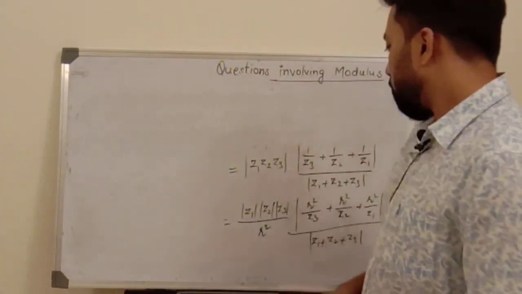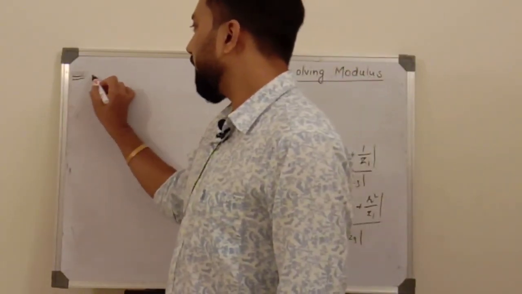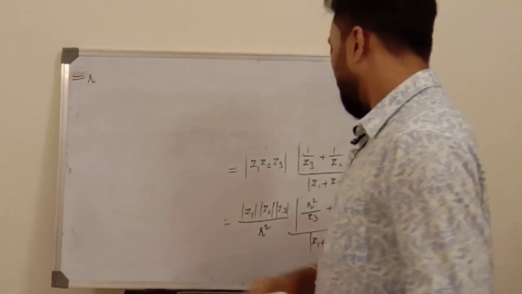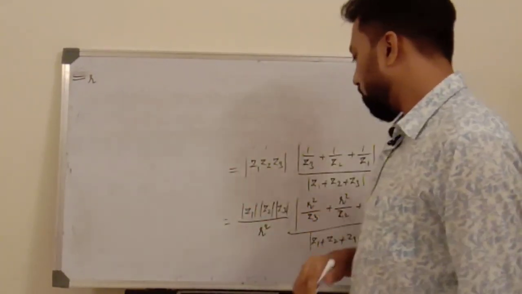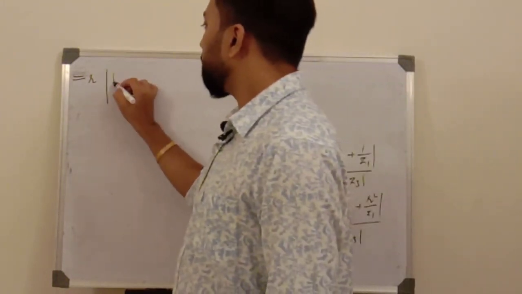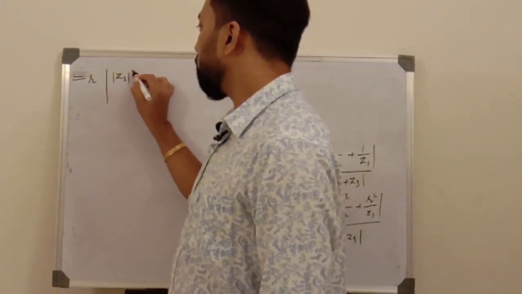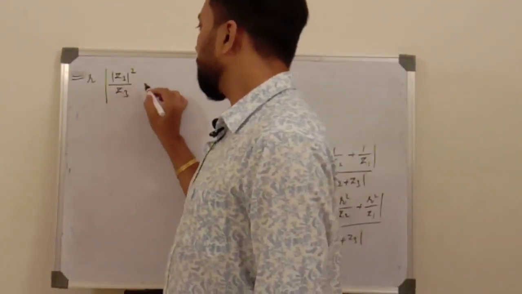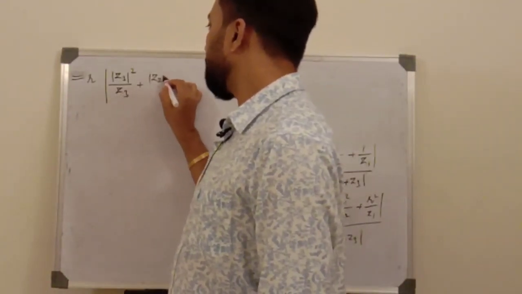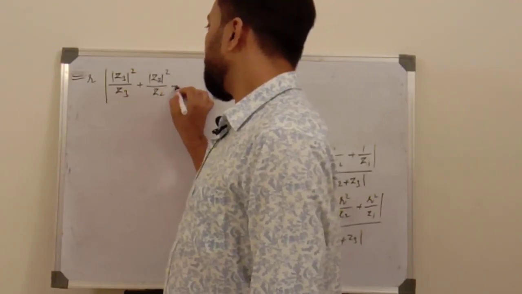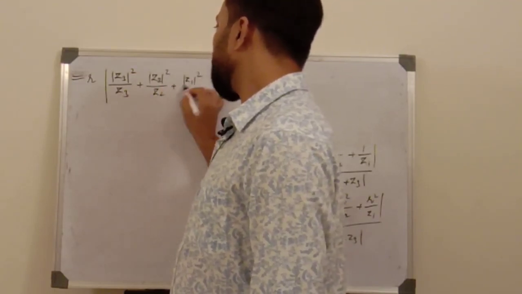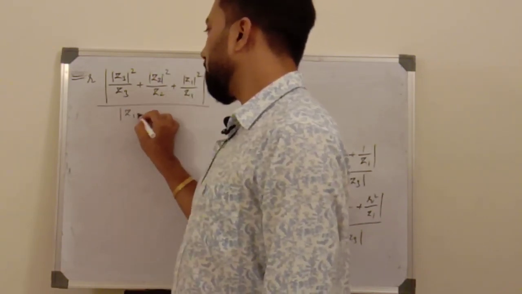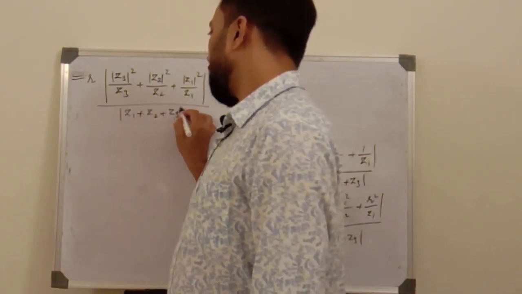Okay, so this becomes r. So here we have r over here, and after r I am writing this as mod z3 whole square upon z3, plus mod z2 whole square upon z2, plus mod z1 whole square upon z1, all upon modulus of z1 plus z2 plus z3.